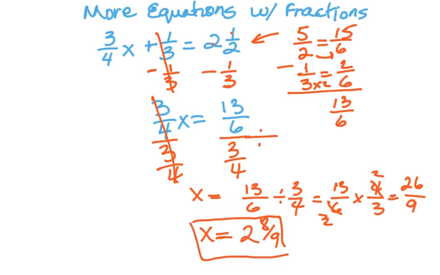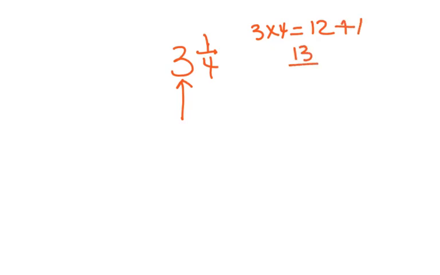Let me remind you of something. If I have 3 and 1/4, and I want to turn that into an improper fraction, again, I can say to myself, how many fourths are in 3 whole things? Well, I would just say 3 times 4, and that's 12. Plus 1 is 13/4. So the way to remember it is 4 times 3 plus 1.